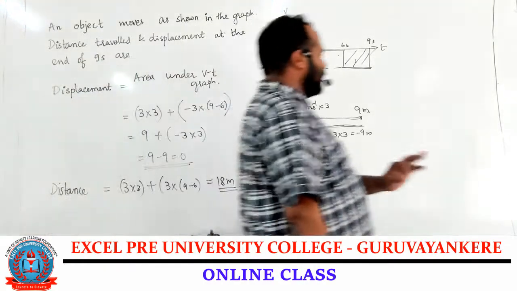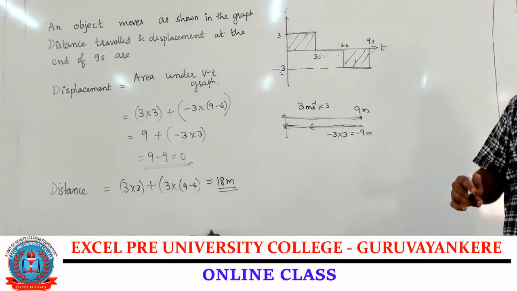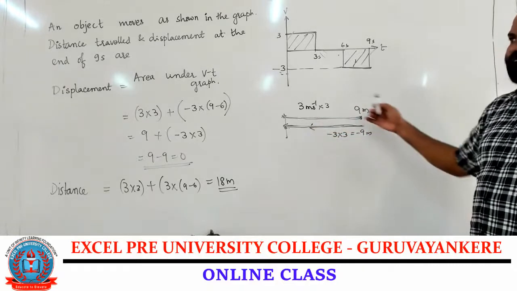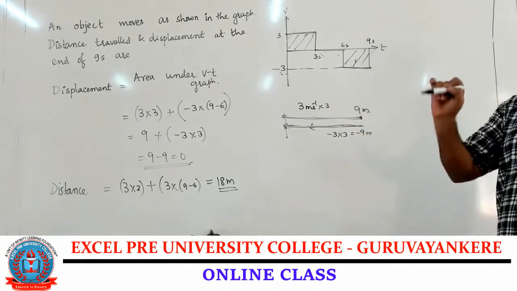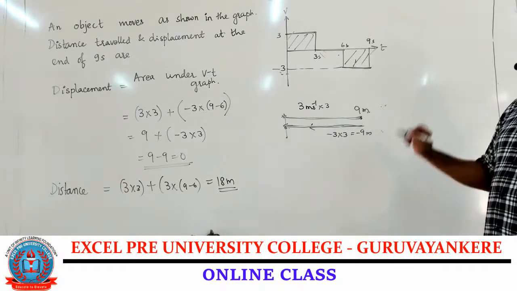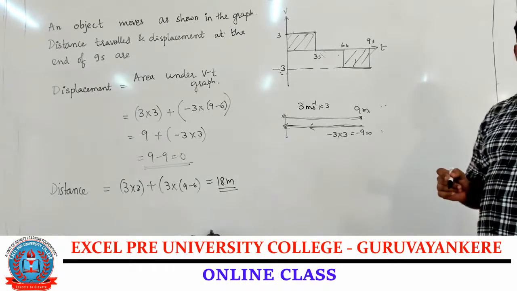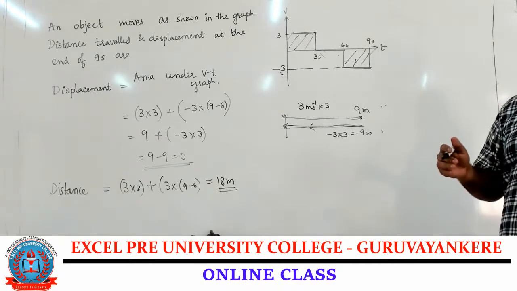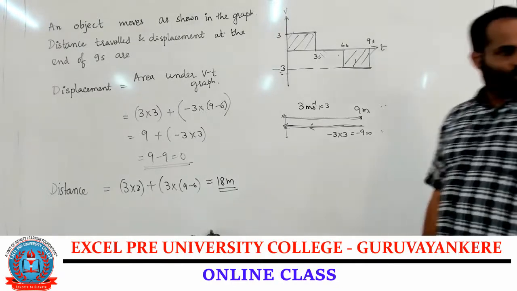I hope you understand the difference at least now. What is displacement and what is distance? Vehicle has traveled 18 meter of distance. But once it returns to its original position, its displacement becomes 0. Clear? I hope all these graphical problems will help you to understand the problems and concepts much better. Okay?